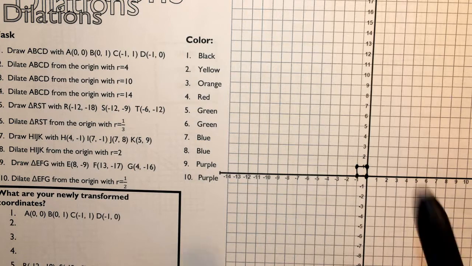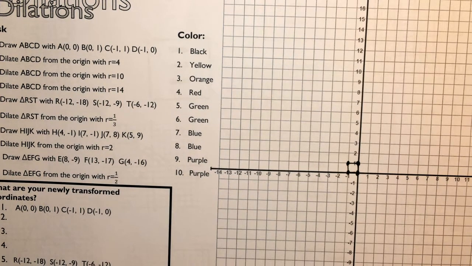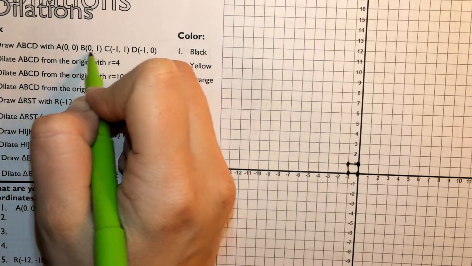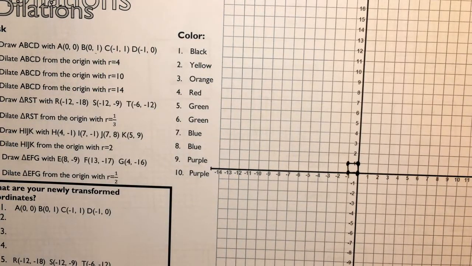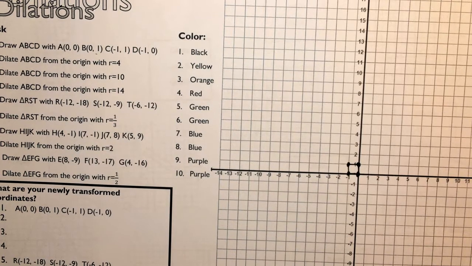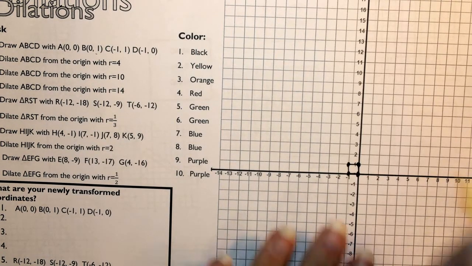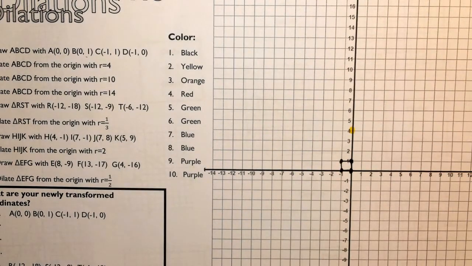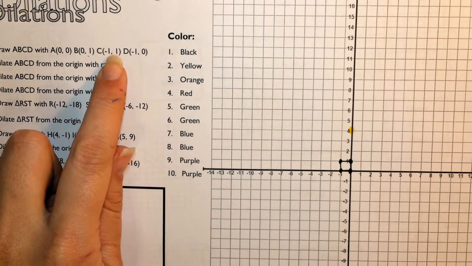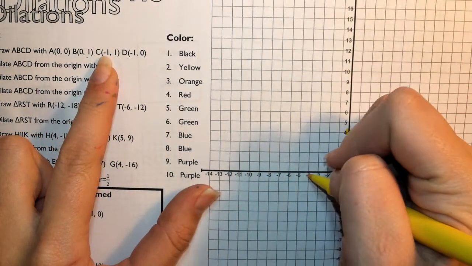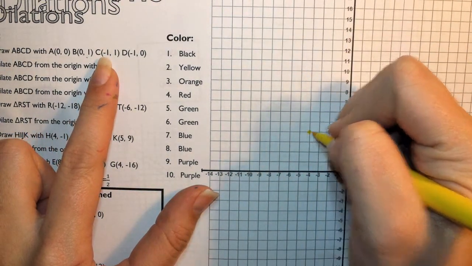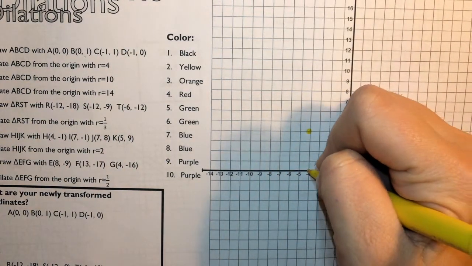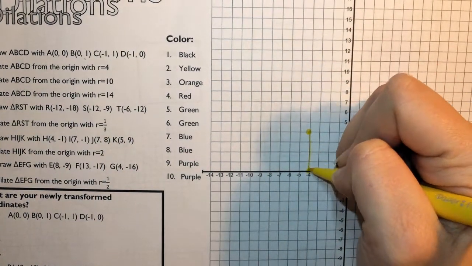Now B, so we multiply this by 4, it does nothing. We multiply this by 4, it's going to become 0, 4. Multiply both coordinates by 4, and we're doing this in yellow. Alright, now let's multiply negative 1, 1 by 4, so that means we're going to go left 4, up 4. And negative 1, 0 by 4, that means we're just going to be at negative 4, 0.